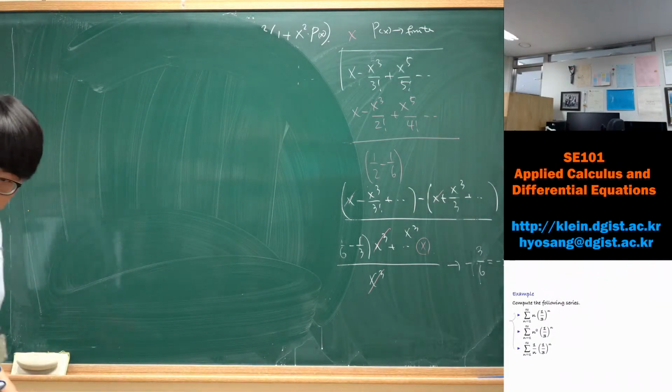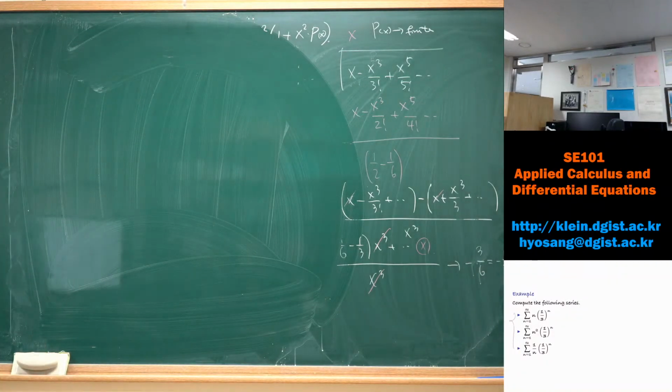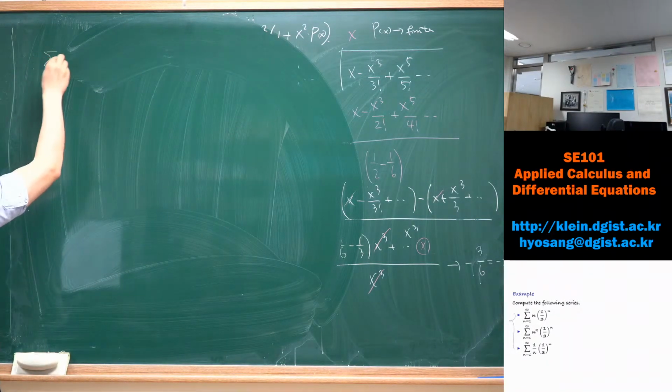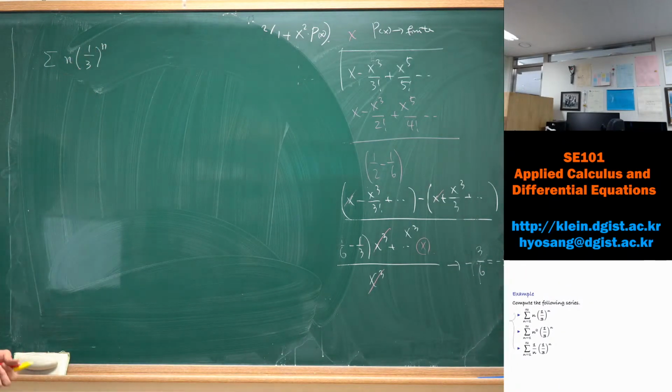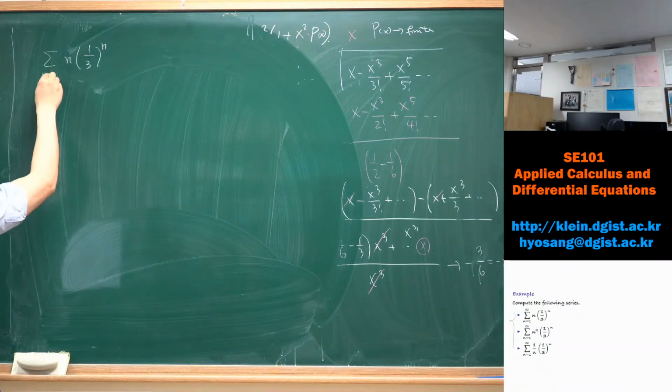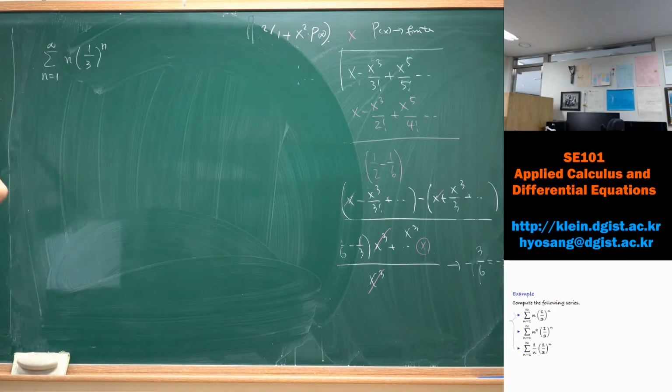So when you're looking at this first one, the sum from n equals 1 to infinity of n times 1 over 3 to the power of n, it looks like someone had a derivative on each term and multiplied by 1 over 3 again.